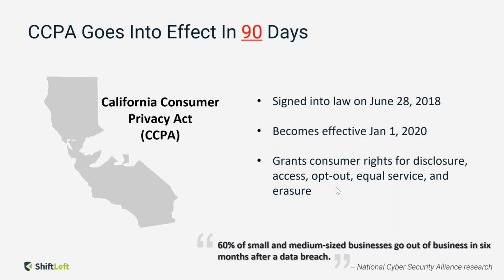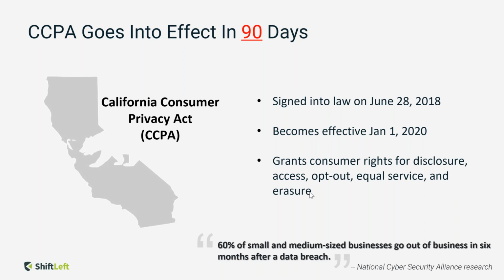Now, yes, CCPA is going into effect in 90 days, and organizations need to be compliant. But data breaches in general are not good. The quote at the bottom, from recent research, says that for small and medium businesses, 60% of them go out of business within 6 months after a data breach.